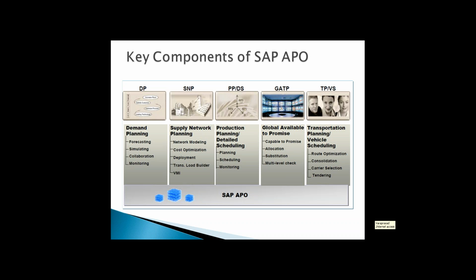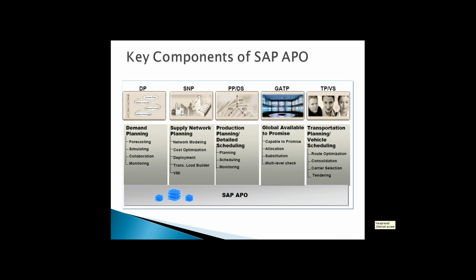And multi-level check. While doing the GATP, before committing the laptop requirements, we should know what components are available to manufacture that laptop, and whether you have the stock of those components or not. If the components are not there, there is no point in committing the laptop. So up to the BOM levels it will check multi-level, and accordingly it will commit for the header product.